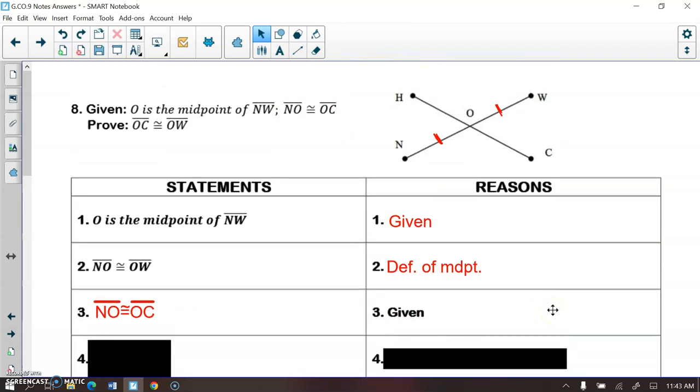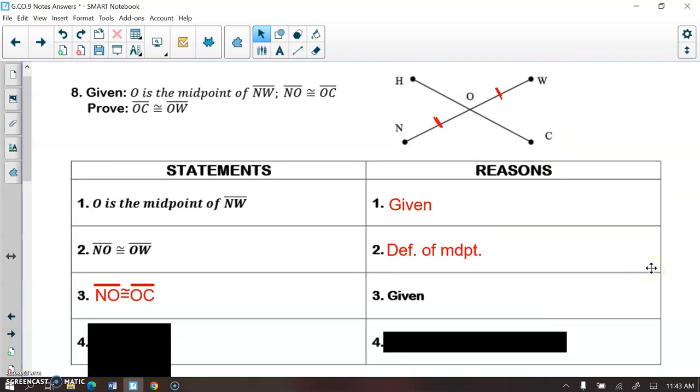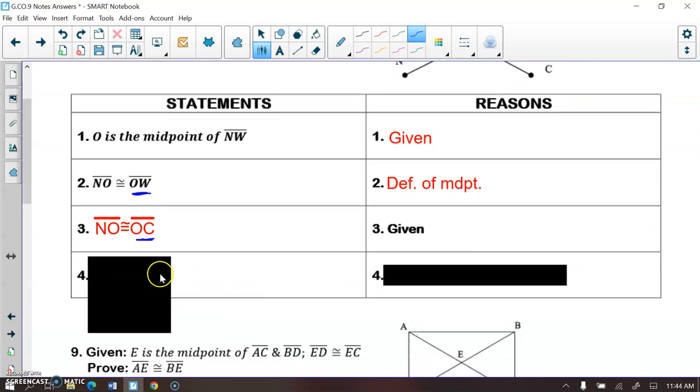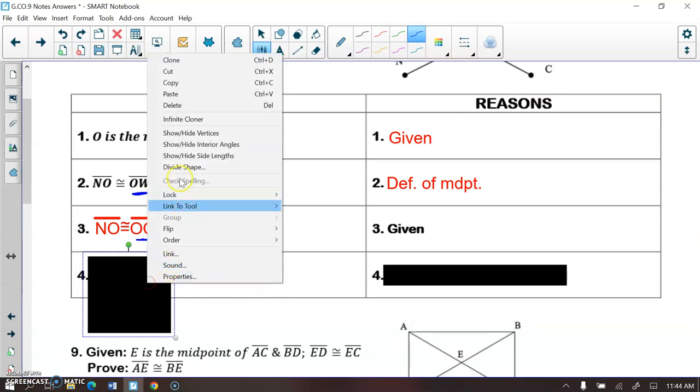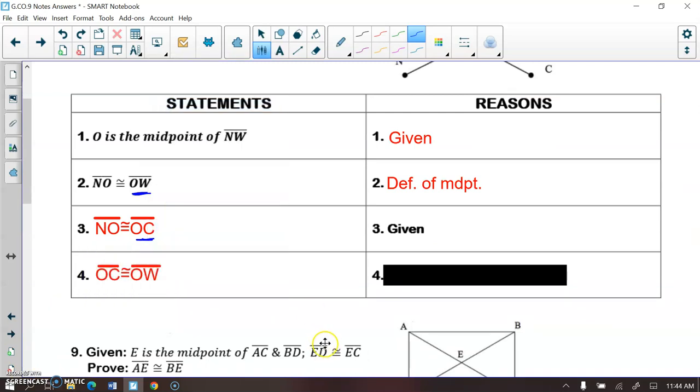NO is congruent to OC. Well, if NO is congruent to both OW and OC, that means that I can say OW and OC are congruent to each other. And I cannot use substitution here because I have congruent symbols. That is the transitive property of congruency.